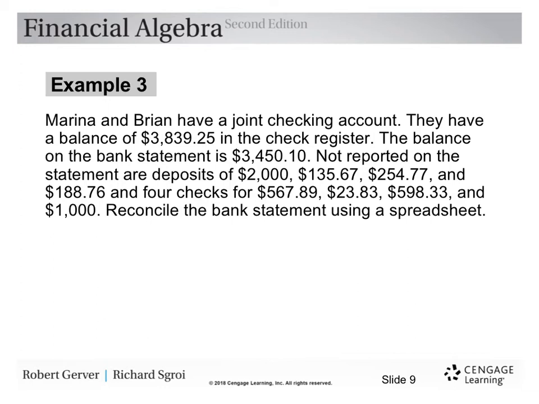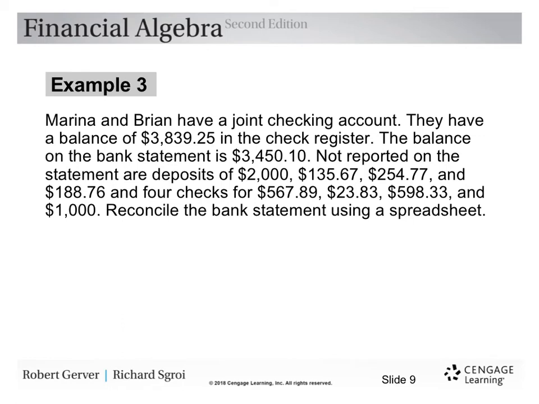All right, let's look at one more example. Marina and Brian have a joint checking account. They have a balance of $3,839.25 in their check register. The balance on the bank statement is $3,450.10. Not reported on the statement are deposits of $2,135.67, $254.77, and $188.76, and four checks for $567.89, $23.83, $598.33, and $1,000.